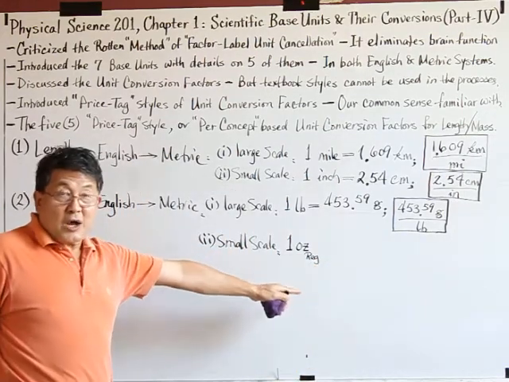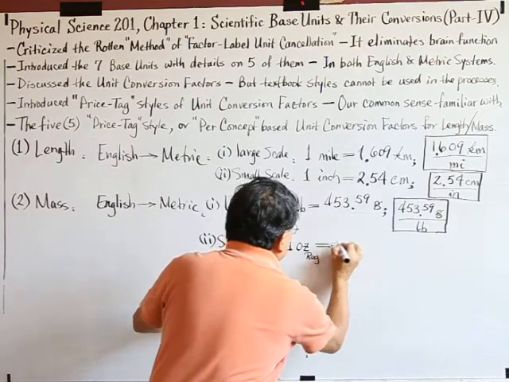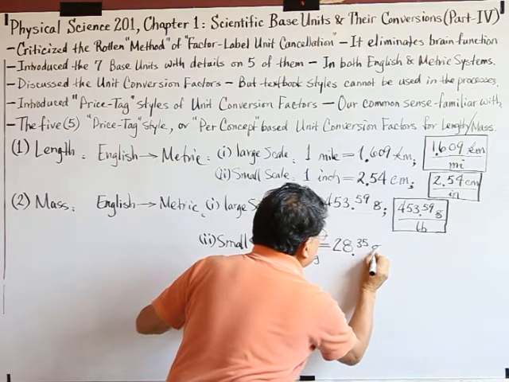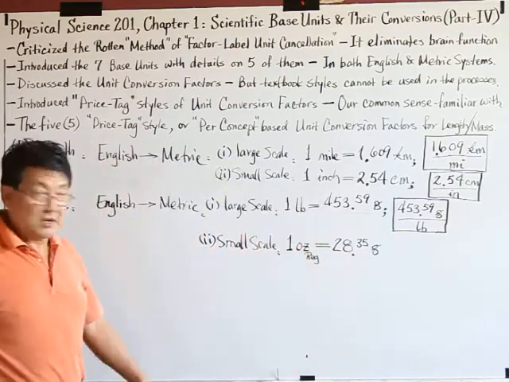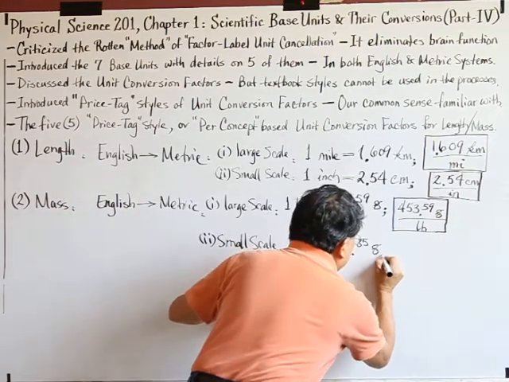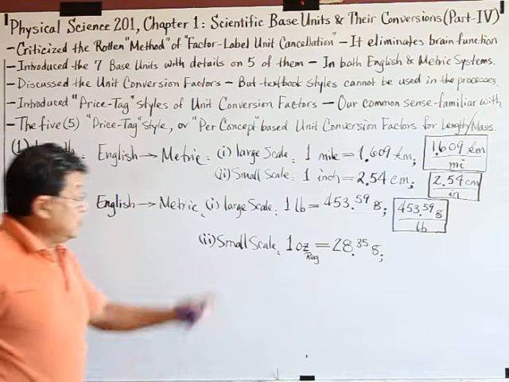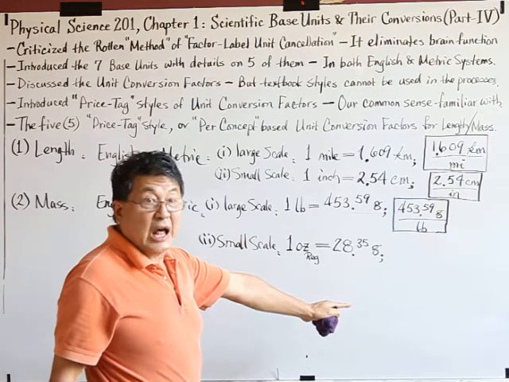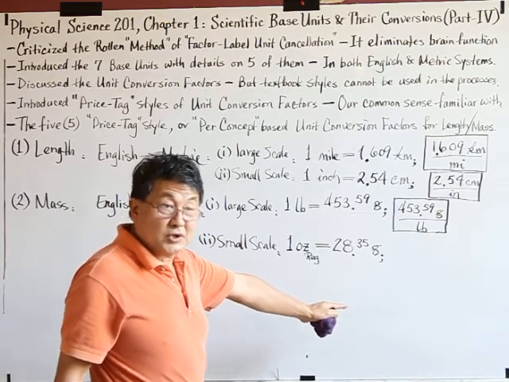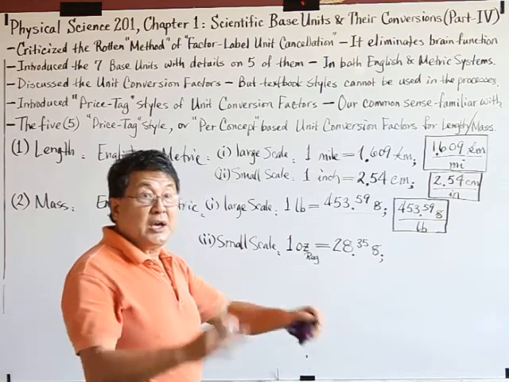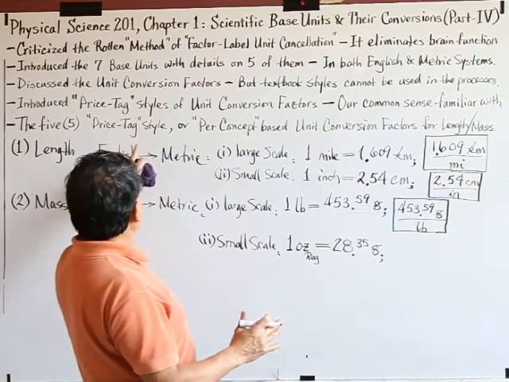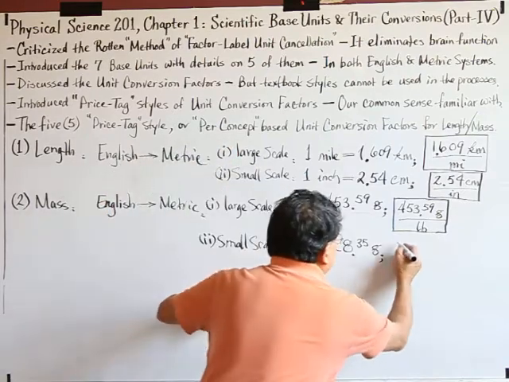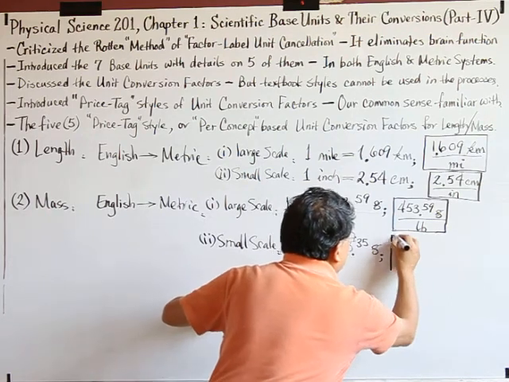1 oz reg equals 28.35 grams per regular ounce. But as I said and repeated so many times for all these four, this is a textbook style unit conversion factor. We cannot use it in the process of a conversion, and we have to change it into a price tag or per concept based conversion unit. So again, we will have this boxed.